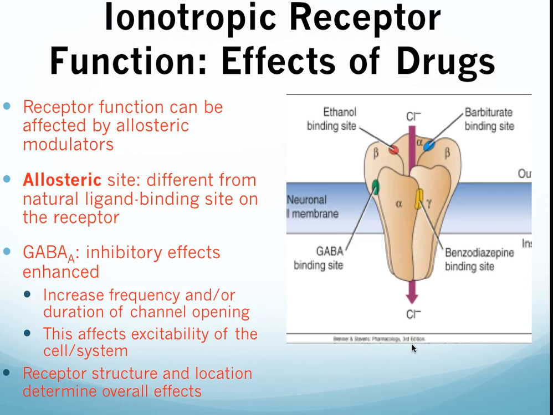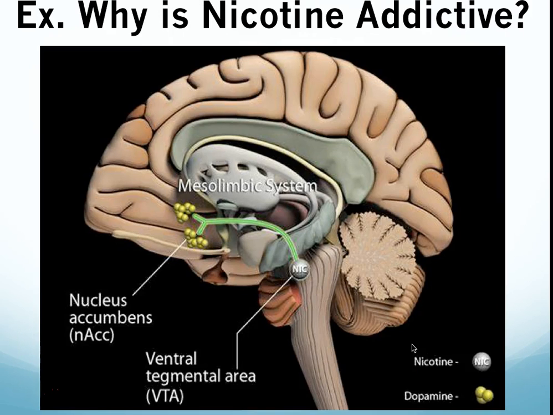But it's not only the structure of the receptor, it's actually where it's located. So, what do I mean, where it's located? Well, we talked about the rewarding effects of drugs and why drugs are rewarding. Well, how does this tie into receptors? You can think of something like nicotine. So maybe you know somebody who smokes, and we say they're addicted to smoking, right? What does that mean? It means that they can't stop. Well, why can't they stop?